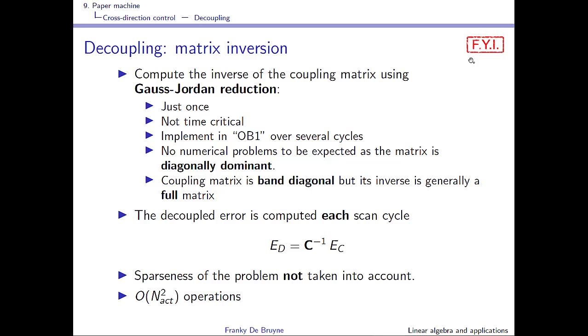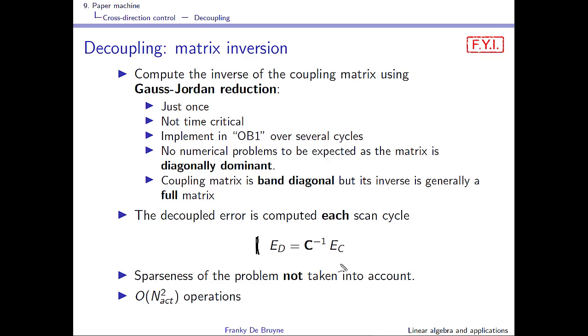And a comment that has to be made: the coupling matrix is band diagonal, so you have lots of zeros, but in general the inverse will be a full matrix. So the inverse of the coupling matrix has to be computed just once, but the decoupled error has to be computed each scan using this equation over here.